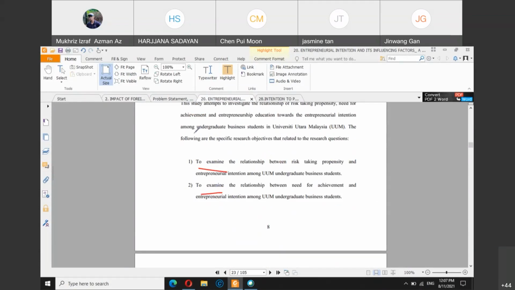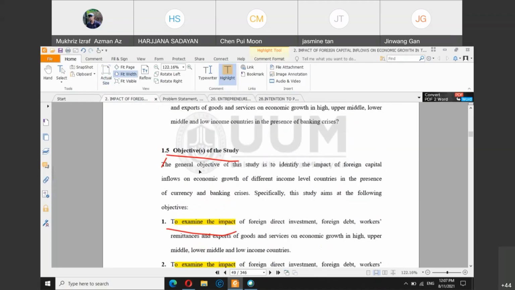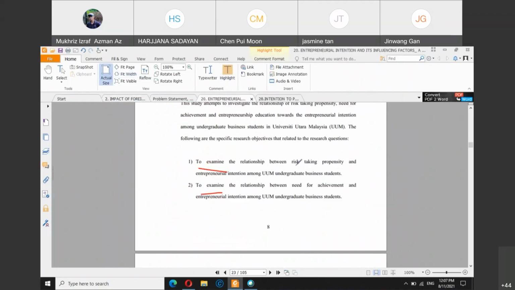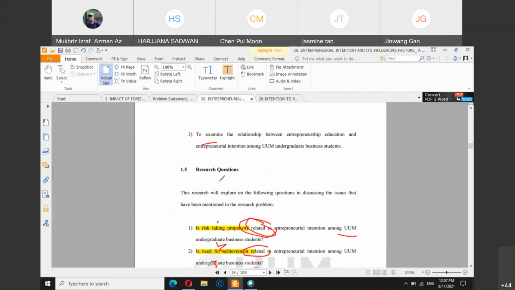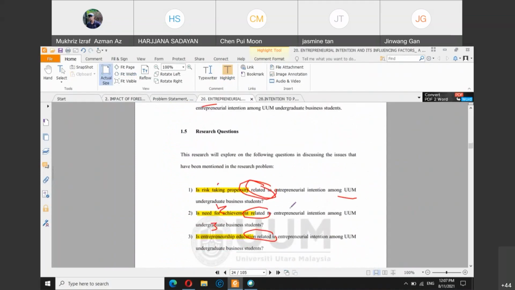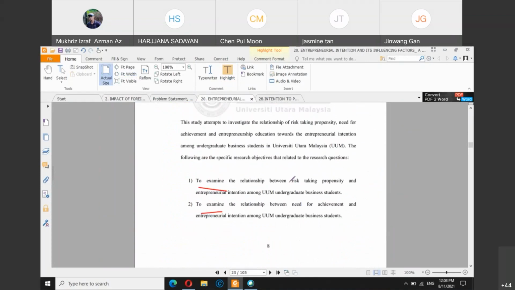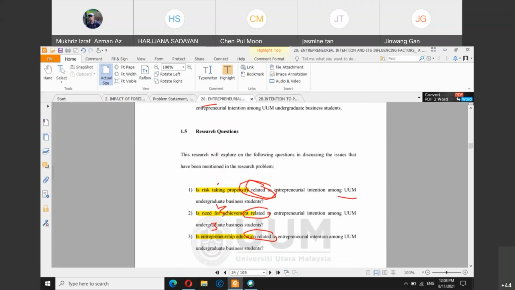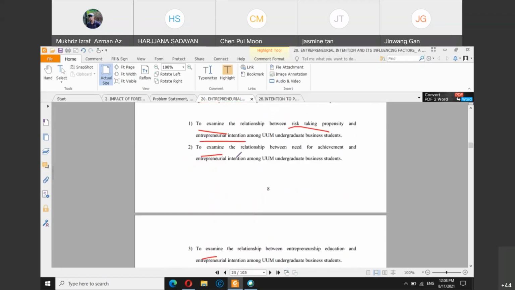The sequence must be the same. If the first research question is about risk-taking and entrepreneurial intention, then the first research objective must be the same as well: risk-taking and entrepreneurial intention. You cannot switch; the sequence must be consistent. If the second one is on achievement, then this must be on achievement as well. So basically you are just following the same structure of your research question.